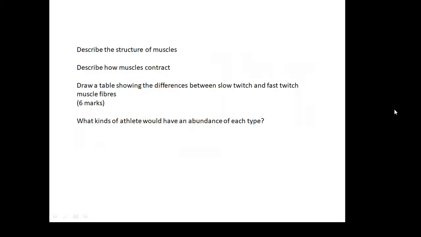Here are some questions. Describe the structure of muscles. Describe how muscles contract. Draw a table showing the differences between slow twitch and fast twitch. That would be a big 6-mark question, that one. What kinds of athlete would have an abundance of each type?